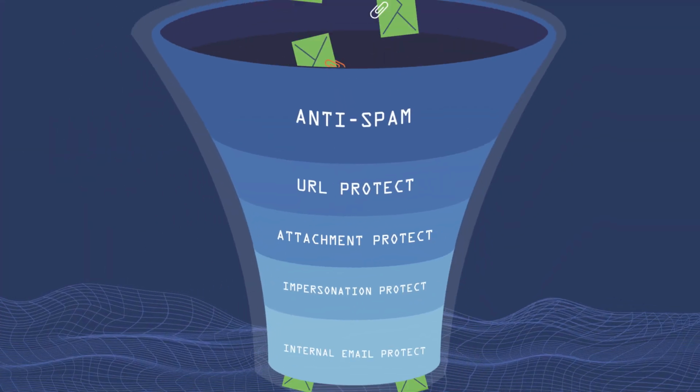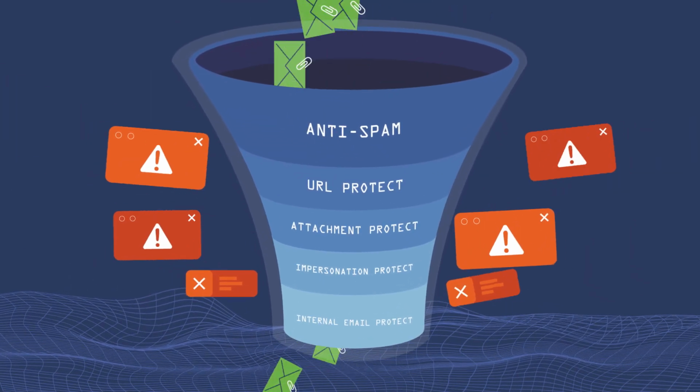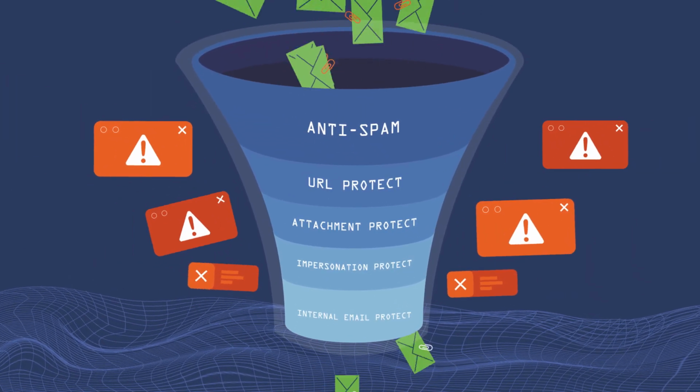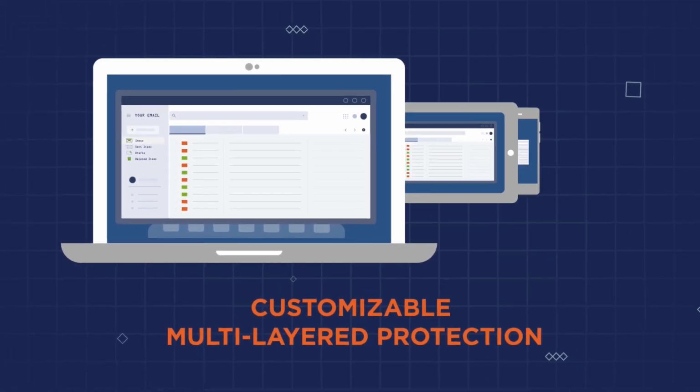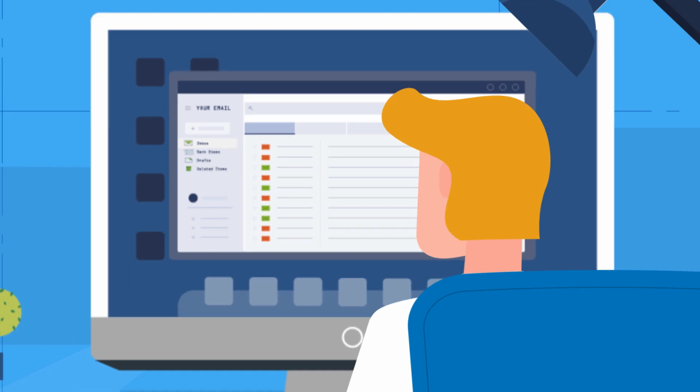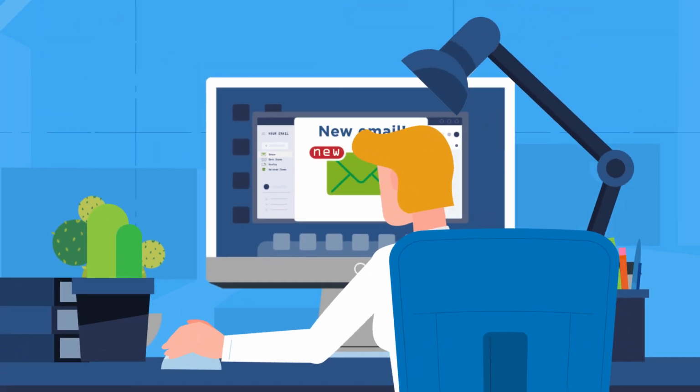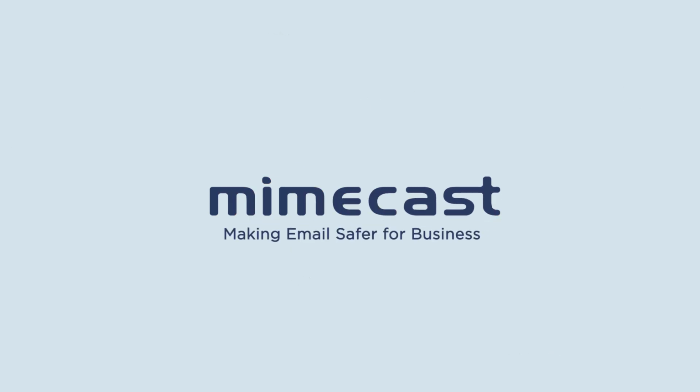Mimecast Attachment Protect provides a critical first line of defense against constantly evolving malware and customizable, multi-layered protection for any device on any network, ensuring the delivery of safe attachments to employees without delay. Mimecast, making email safer for business.